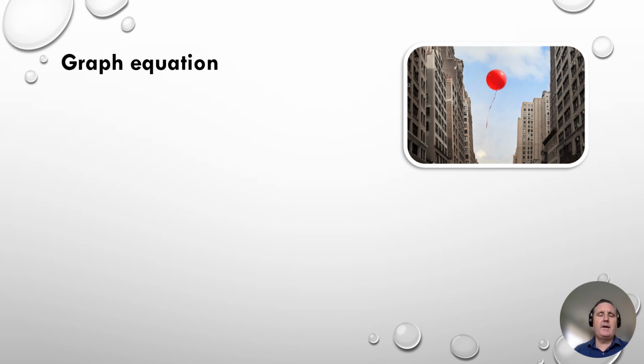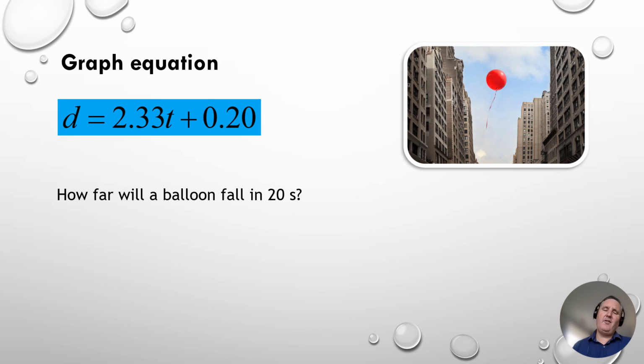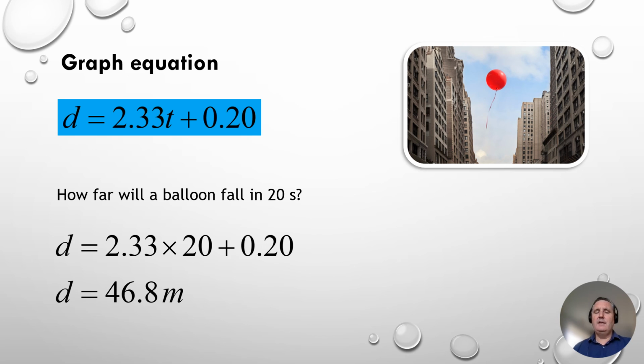So the type of problems we might solve: here's our graph equation that we just had. The distance equals 2.33 times time plus 0.2. Now, what it actually means is the distance that something travels will be 2.33 times the time it took in seconds for it to travel. So if I was to ask something like, how far would a balloon fall after 20 seconds, I could replace the t here with 20, and I could work out the distance it would travel. And the answer here is that it would travel 46.8 meters.